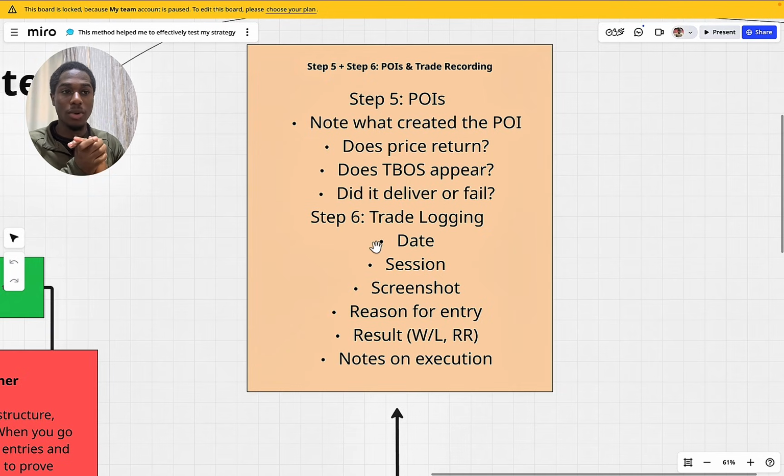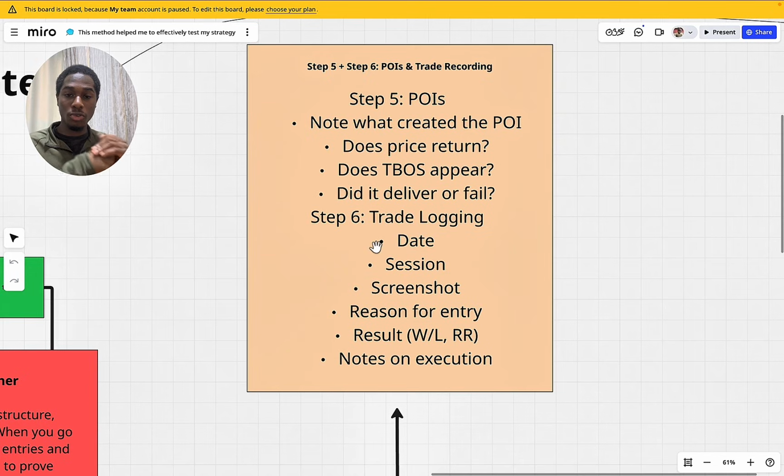So step 5, POIs. Note down what created the POI. Did the POI come from support and resistance? Did the POI come from manipulation? Did the POI come from a fair value gap? Did the POI come from a liquidity sweep that happened in Q1 or Q2? Note down what created the POI. It helps you a lot to be able to identify high probability POIs.